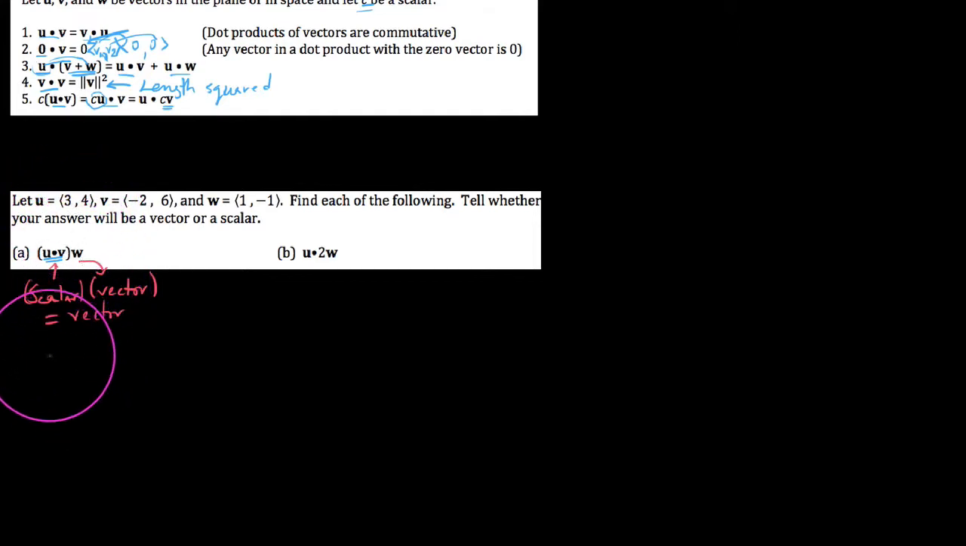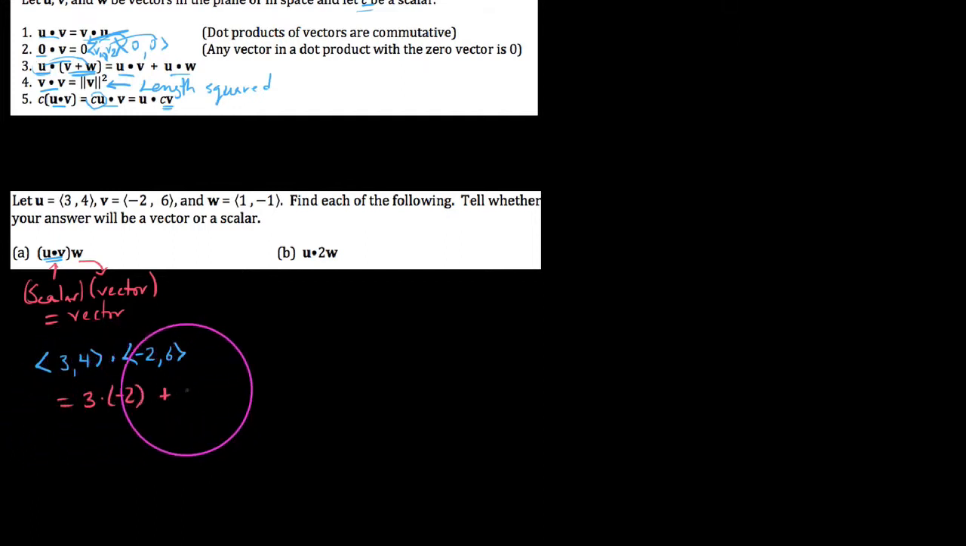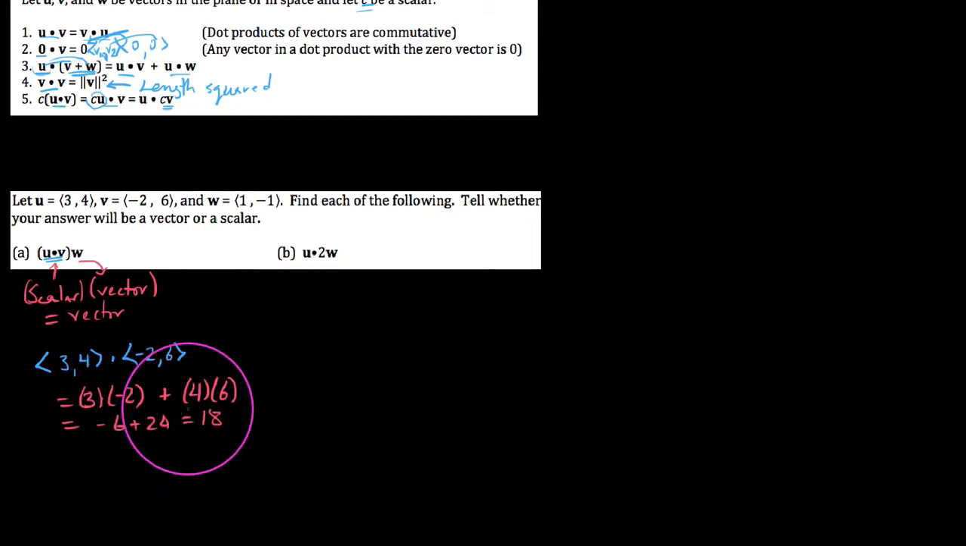So u dot v is the same thing as u, which is 3 comma 4 in component form, dot the vector v, which is negative 2 comma 6. Finding the dot product of these two things, this would be equal to 3 times negative 2 plus 4 times 6. Essentially, you multiply the x components and y components and add those together. So we get negative 6 plus 24, and this gives us 18. Okay, so 18 here, basically what we've done is we found this first part. So now what we've got is this expression 18w.